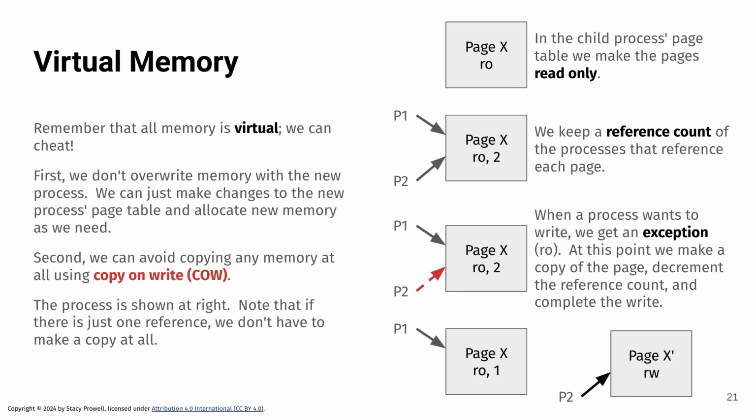It's read-only. We also keep a reference count of the different processes that reference each page. Why do we do that? Well, we might fork. We might do a whole bunch of them, in which case we wind up with several different processes pointing to a page, and we want to keep track of how many different processes are pointing to that page. So we keep a reference count. In this case, we see P1 and P2 are pointing to page X, which is read-only, so our reference count is 2. Now, what happens when a process wants to write to that page?